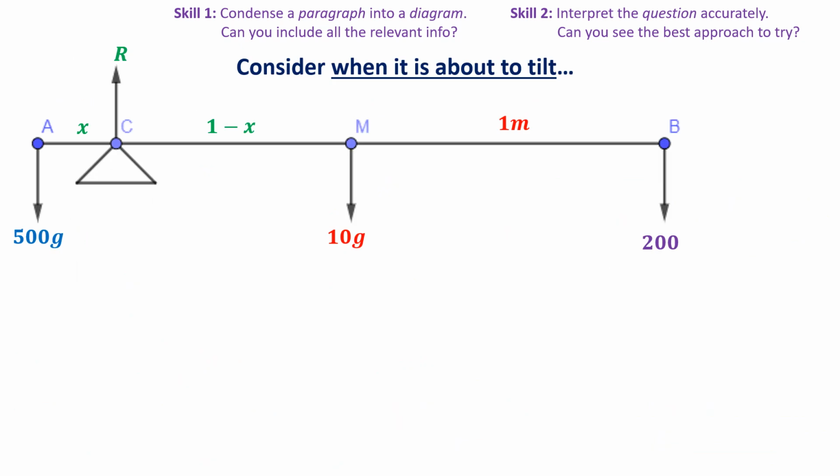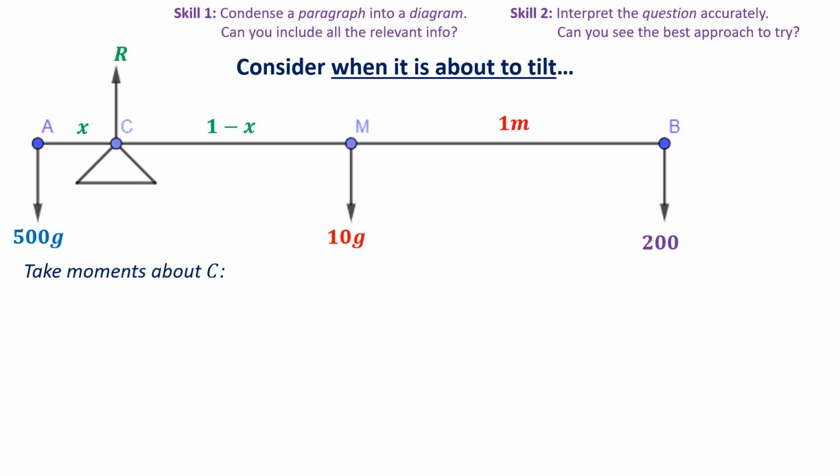So let's look at what happens when the rod or the lever is about to tilt. Well, for a start, if it's about to tilt, but at this moment not tilting, it's in equilibrium. And that is the most useful thing we can have, because we can work with it when we've got equilibrium. We can, for instance, take moments about the point C. We can look at the point C, which is the fulcrum in this case.